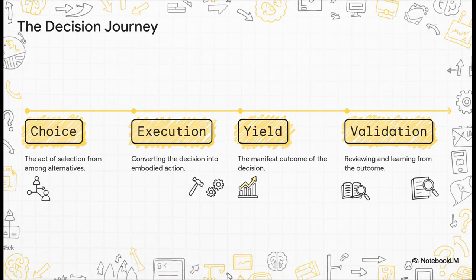And the journey doesn't stop when you make the choice. Not at all. This timeline shows you the whole life cycle. First, you have the choice itself. Then comes the execution, actually putting it into action. That produces a yield, or an outcome. And finally, the most crucial part, validation. That's the feedback loop, where we actually learn from the result.